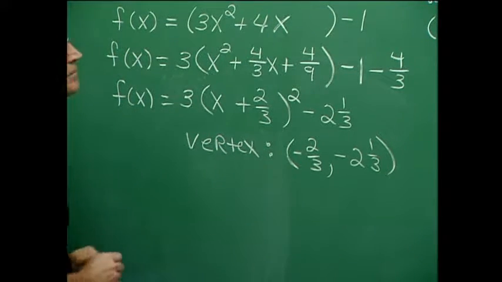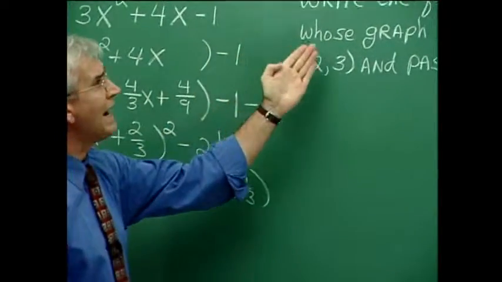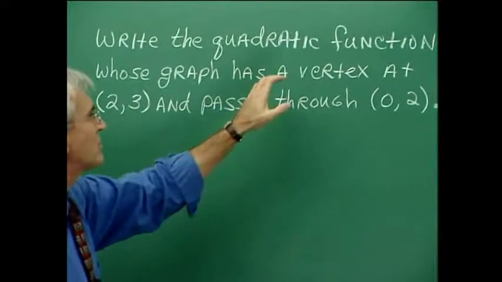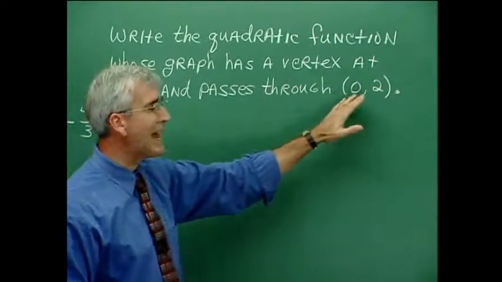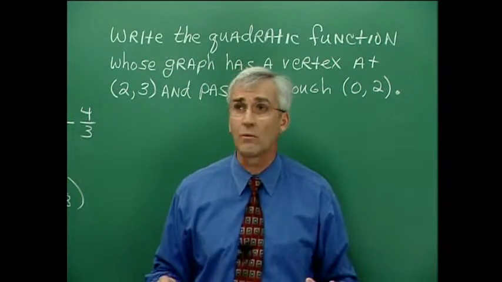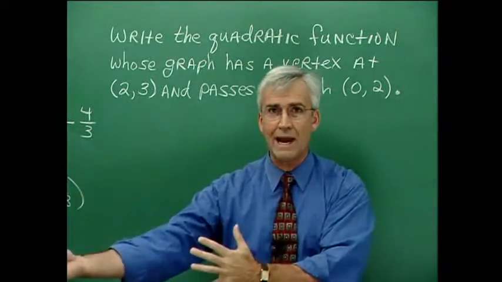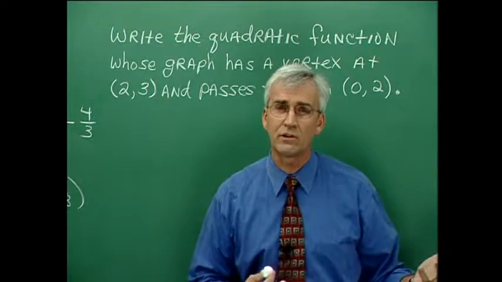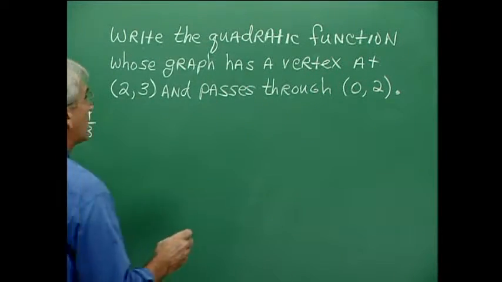Okay, that's the idea. Consider this problem. It says, write the quadratic function whose graph has a vertex at this point and which passes through that point. Well, we're changing gears here quite a bit, aren't we? Before, we were starting with functions and going to graphs. And now we have information about a graph and we're creating the function. It should be no really big deal, but let's understand what we're trying to accomplish.